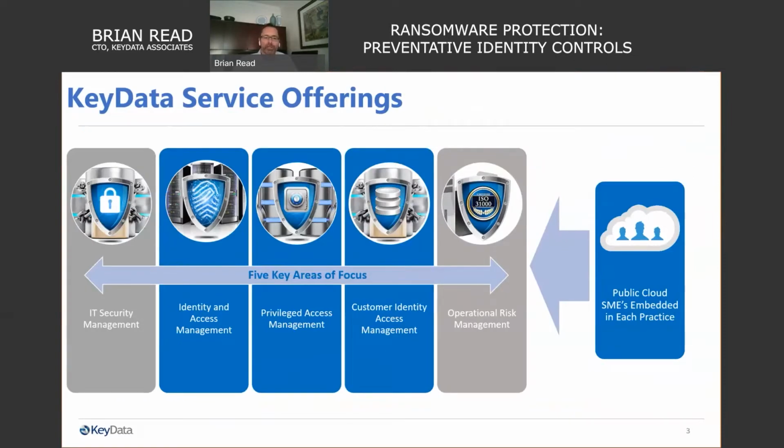Our area of focus is in the three areas that we'll be talking about a little bit today with respect to ransomware. That is identity and access management, privileged access management, and customer identity and access management. And with each of those different practices, cloud is playing an increasingly large part with all of our customers as time goes by. And for each of these different practices, we have cloud as an embedded skill set within each of those.